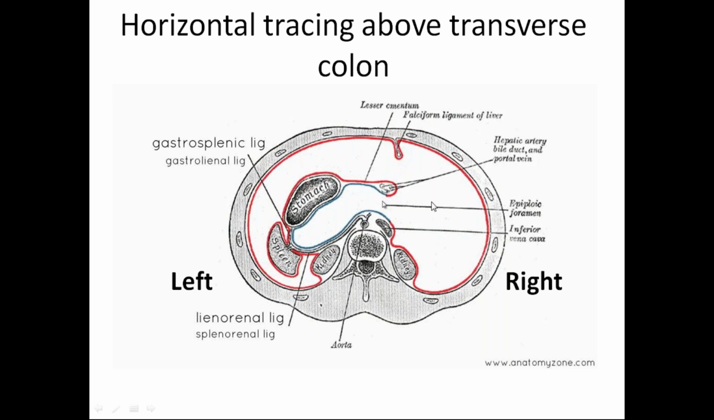Now on the right side, the right layer of the falciform ligament, after covering the anterior abdominal wall, comes to the posterior abdominal wall, covers the right kidney, then the inferior vena cava. It covers the aorta, then it covers the left kidney and forms the anterior layer of the linorenal ligament. Then it covers the posterior surface of the stomach. Then it forms the posterior layer of the lesser omentum.